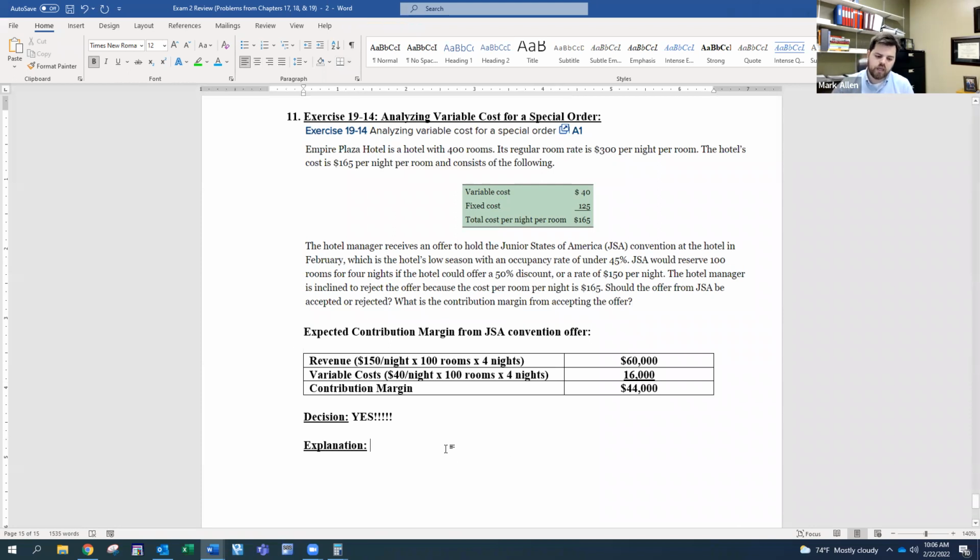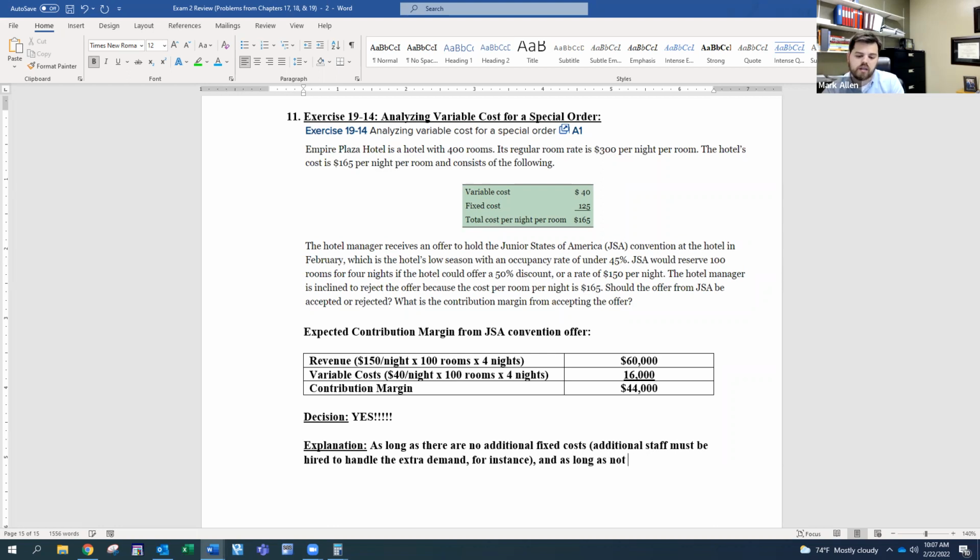Now, here's the thing. This is a little bit more involved in real life, in the sense that there are some other things you want to consider. So here we go. Yes, accept the decision as long as there are no additional fixed costs. This could be something like additional staff must be hired to handle the extra demand. There are certainly others, so I'll just say here, for instance.